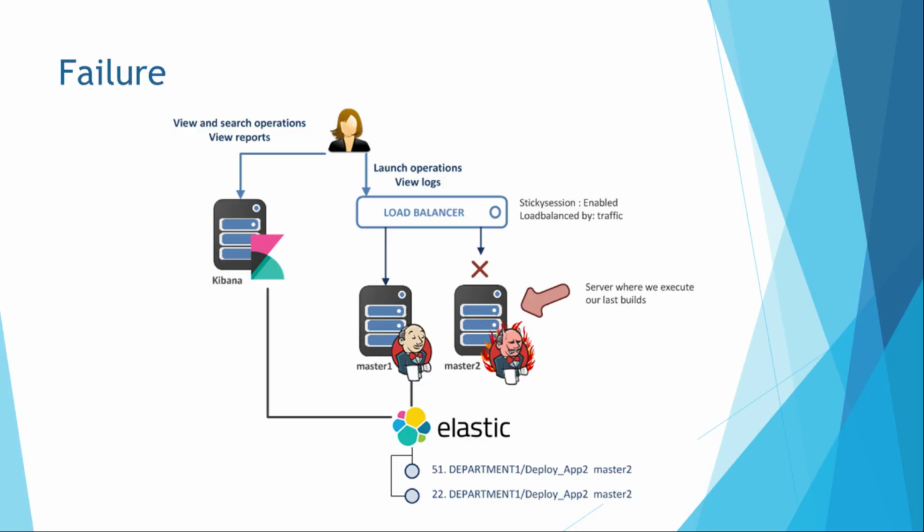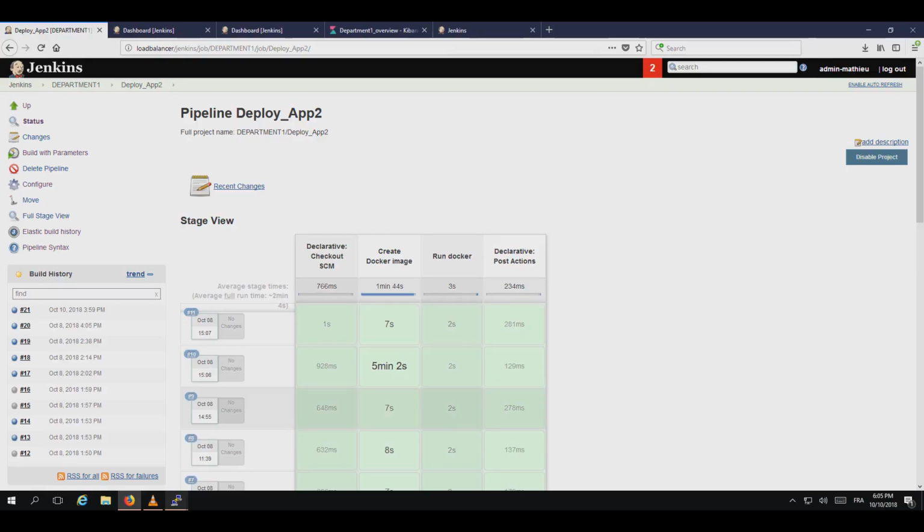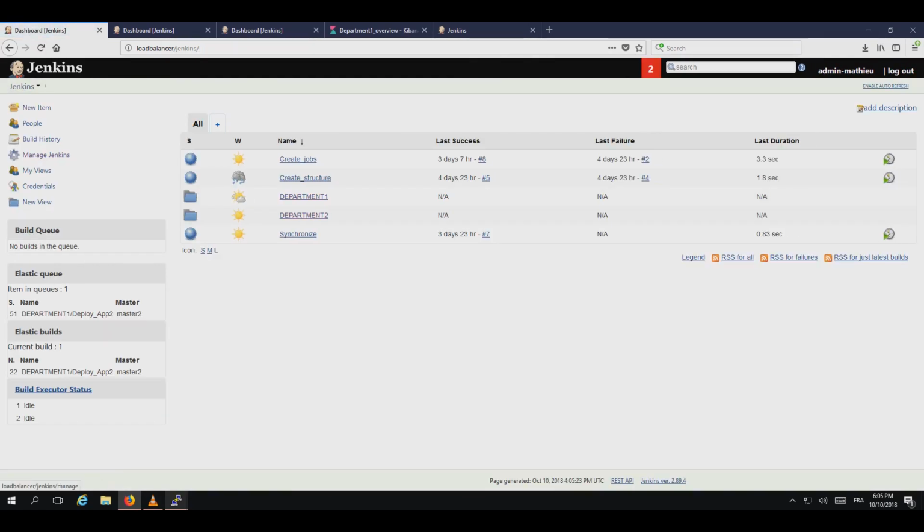We have simulated a crash of Master 2 where 2 deployments had been launched. After 5 minutes, Master 1 will mark Master 2 as offline. Then it will recover item 51. If we refresh our browser, we will be redirected to Master 1. As you can see on the left panel, there is an item in the queue and an item in execution.